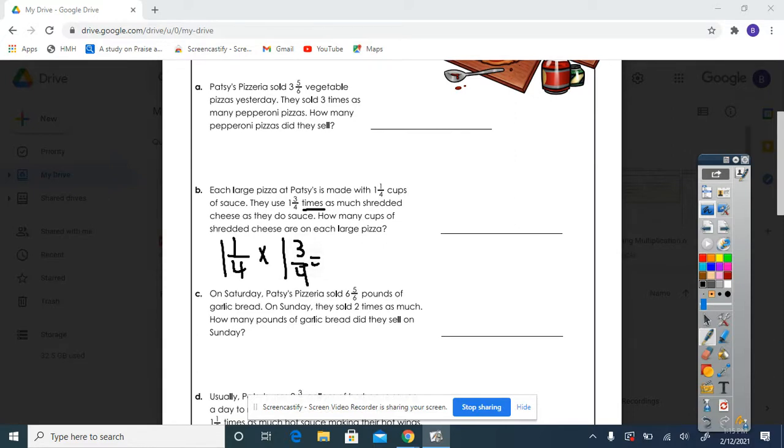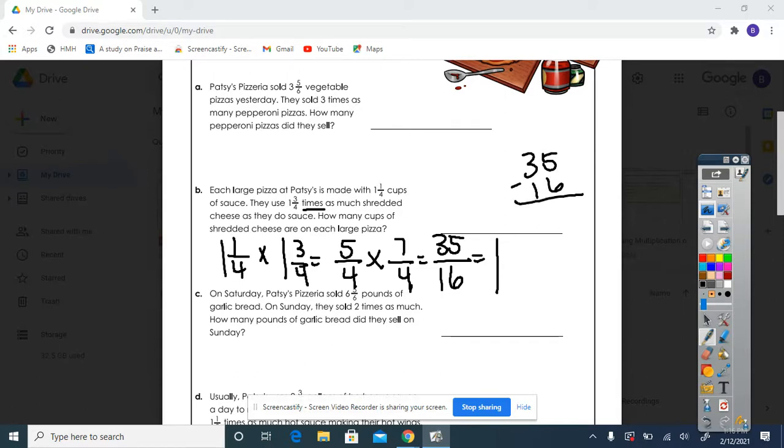Change both of these. 4 times 1 is 4, plus 1 is 5. I got 5 over 4 times. 4 times 1 is 4, plus 3 is 7. 5 times 7 is 35. 4 times 4 is 16. How many times does 16 go into 35? It only goes one time. So I'm solving it out. What is 35 minus 16?